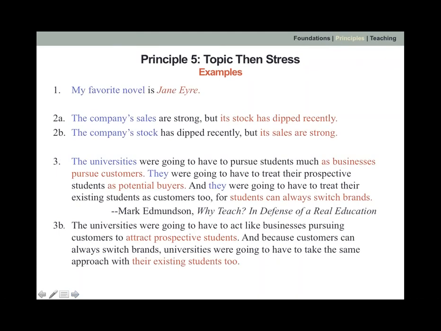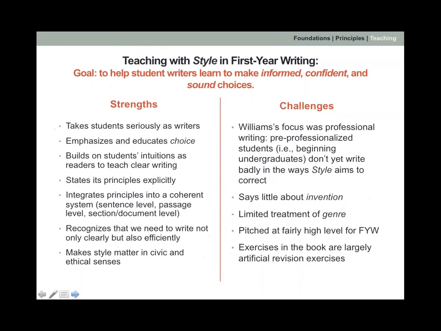So you see here, I've just underlined the topicalizing information in blue and the stressed information in orange, and you can see the analysis here in the sentences. Okay, so that is a quick thumbnail tour of Williams's ideas about style. I want to talk now about how we might bring those ideas into our classroom.